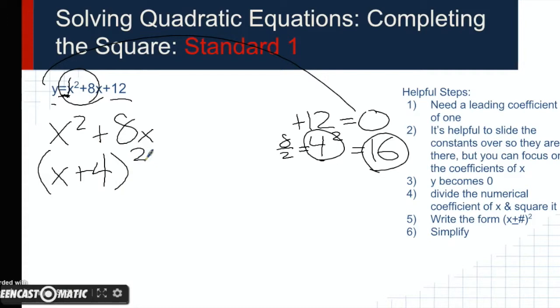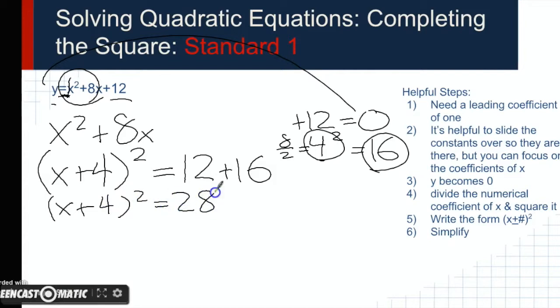Now square that. And then you equal that to your original constant, which is 12, and add that to your new number, which is 16. So you simplify it down to x plus 4 squared equals 28. So now you want to get rid of that squared. So you square root both sides, because what you do on one side, you have to do the other. So that simplifies down to x plus 4 equals plus or minus square root of 28.